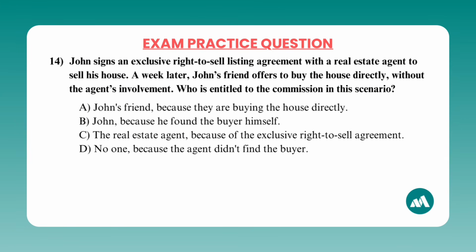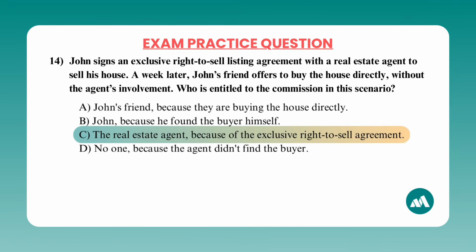Moving right along to number 14. John signs an exclusive right to sell listing agreement with a real estate agent to sell his house. A week later, John's friend offers to buy the house directly without the agent's involvement. Who is entitled to the commission in this scenario? Is it A, John's friend because they are buying the house directly? B, John because he found the buyer himself? C, the real estate agent because of the exclusive right to sell agreement? Or D, no one because the agent didn't find the buyer?